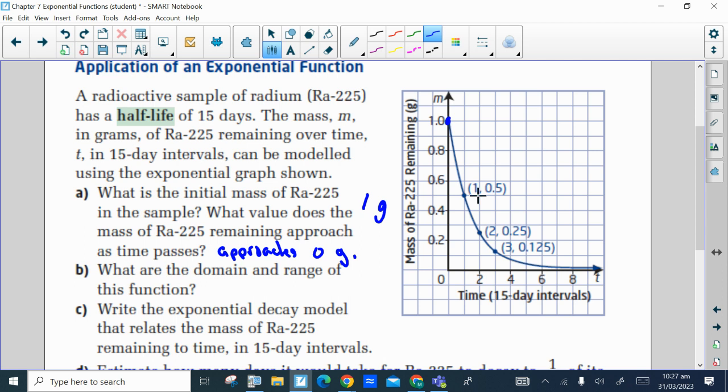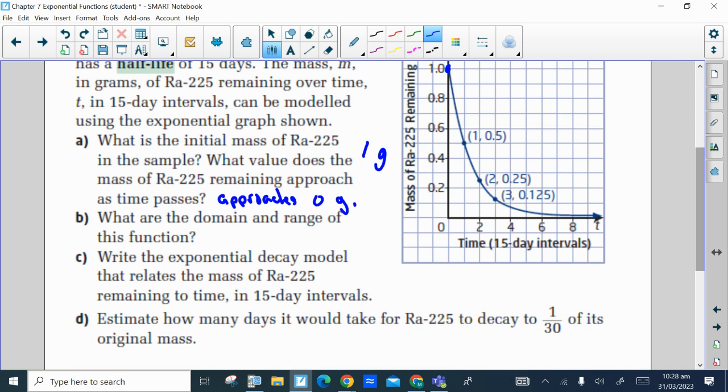So after one 15-day interval, you had half a gram. After two 15-day intervals, you had a quarter of a gram, and then an eighth, and then it'll be a 16th, and then a 1/32nd, and then a 1/64th. So those values are always going to get smaller and smaller, but they'll never be 0. If you take half of something, you're always going to have something. Now, it is true that eventually the amount remaining will be so small that it probably won't be detectable anymore, but it's still there because you're always going to have half of what you had before.